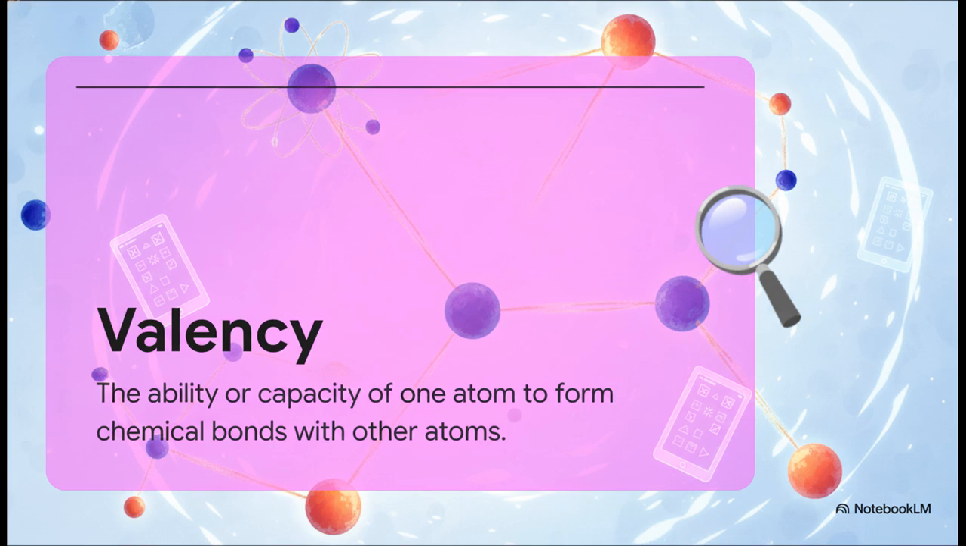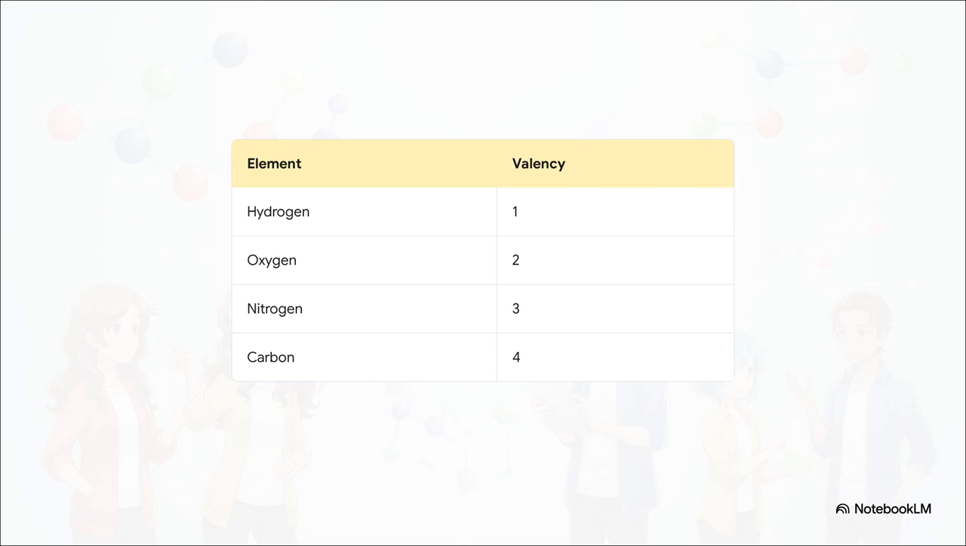Well, first, we've got to define valency. Valency is the specific ability or capacity of one atom to form chemical bonds with other atoms. You can really just think of valency as an atom's bonding potential. It's basically the underlying rulebook that dictates exactly how many connections a specific atom can make when it's out there trying to build a molecule.